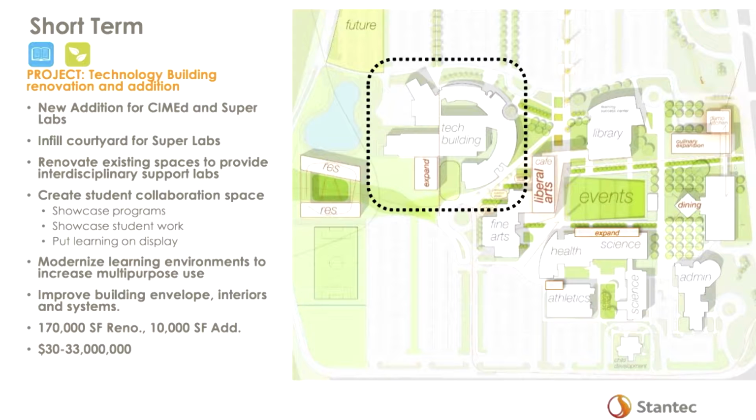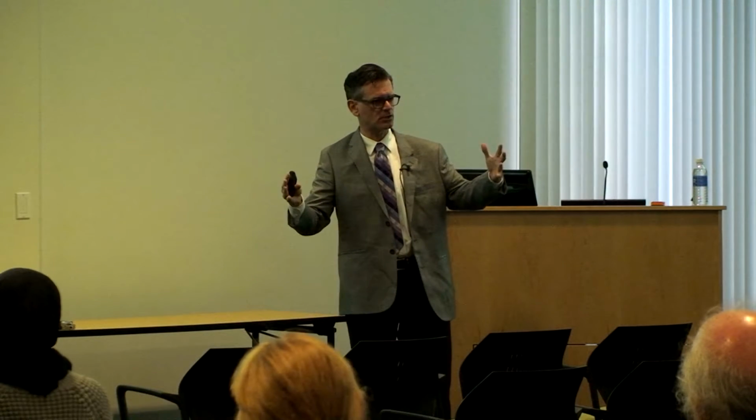And one of the things you'll see here is the amount of renovation, the potential addition, and the dollar amount. These are educated dart tosses. Given that we haven't designed the building yet, we haven't met with people to go into the real detail, these numbers are rough estimates. But for a project like this, 30 to 33, 35 million for the complete project is not out of the ordinary.